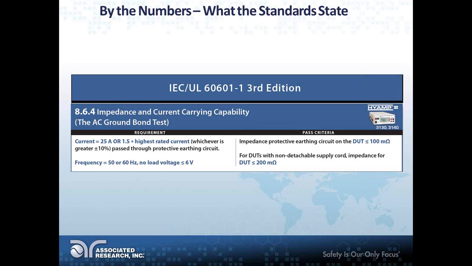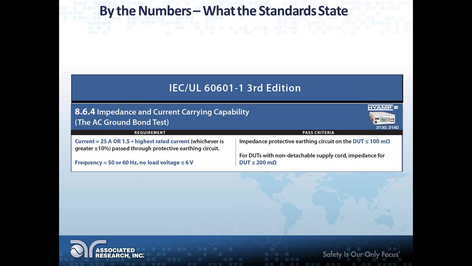So in any event, section 8.6.4 of this standard has the impedance and current carrying capability, what we refer to as the AC ground bond test. And we call it bond because bond simply refers to higher current. When we say bond, we mean we're applying AC high current to the circuit. Here's what the standard says. You need a current of 25 amps or 1.5 times the highest rated current, whichever is greater, plus or minus about 10%, passed through this protective earthing circuit.